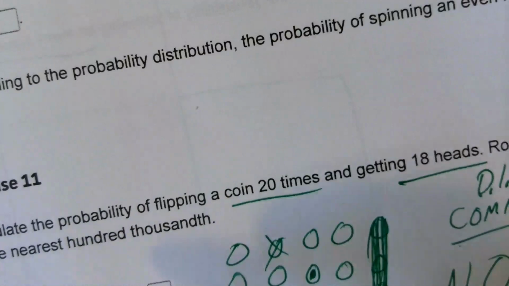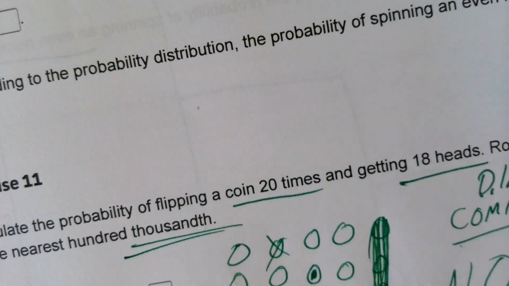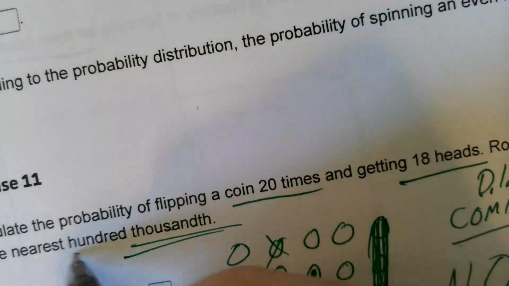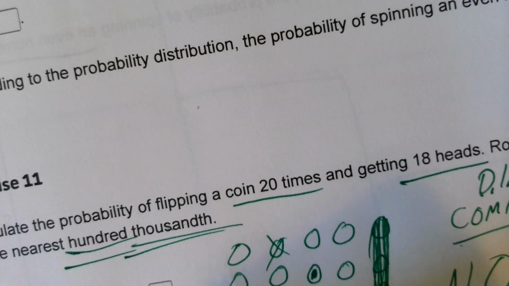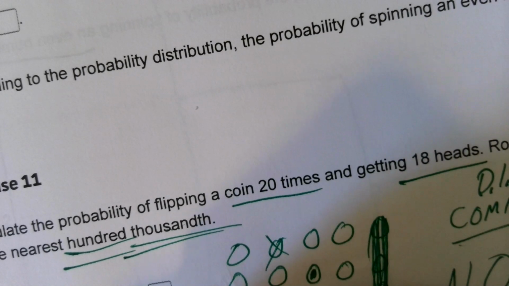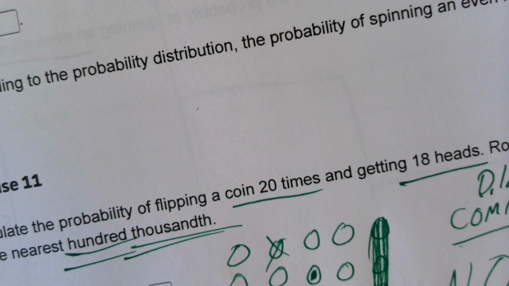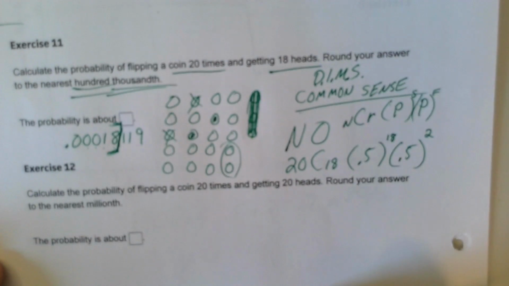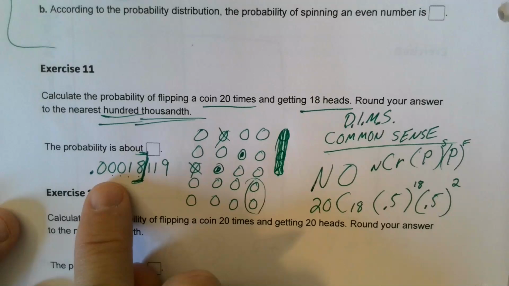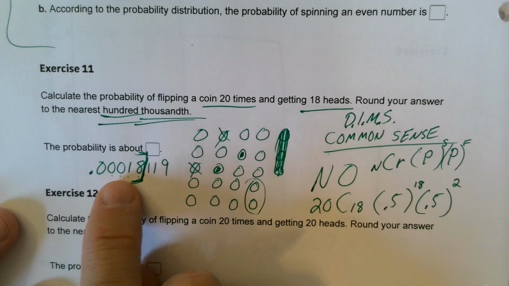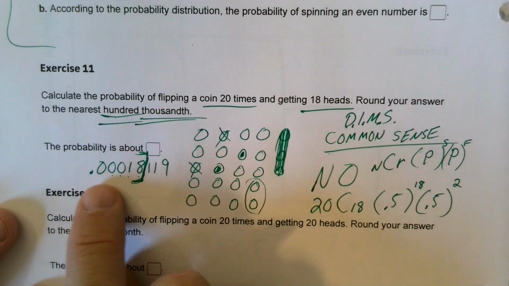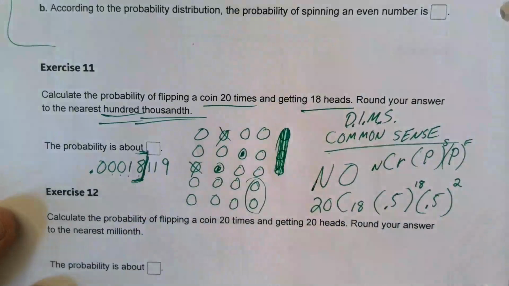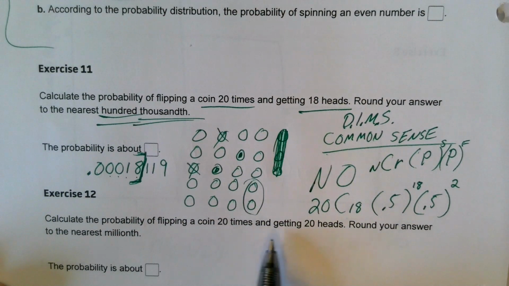0.00018. And I don't know what they're going to ask for. Oh, to the nearest 100 thousandths. Tenths, hundredths, thousandths, 10 thousandths, 100 thousandths. There we go. 0.00018. Cool. Oops, sorry, I had that zoomed in on the calculator, so let's go again. Changing the scientific notation of my calculator to a decimal, 0.00018. Okay. Now it says calculate the probability of flipping a coin 20 times and getting 20 heads.